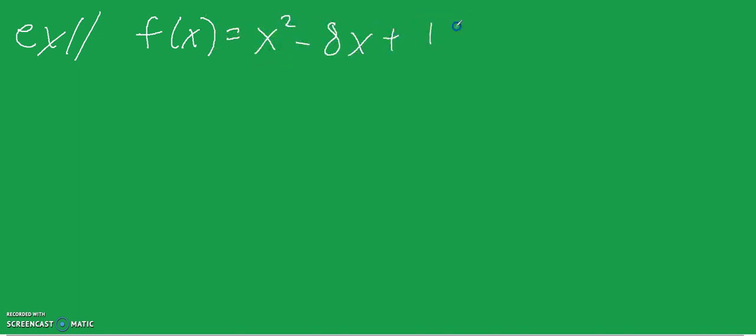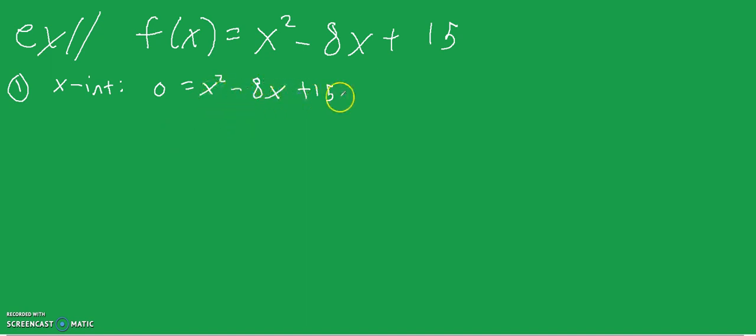Alright, so the example we're going to look at is f of x equals x squared minus 8x plus 15. So the first thing we're going to do is find the x-intercepts. Now it doesn't really matter what order you do, that's just what I'm going to do first. So I set f of x here equal to 0, and I need to solve for x. And if you're not sure how to do this step, make sure you watch one of my other videos, how to find the x-intercepts of a parabola.